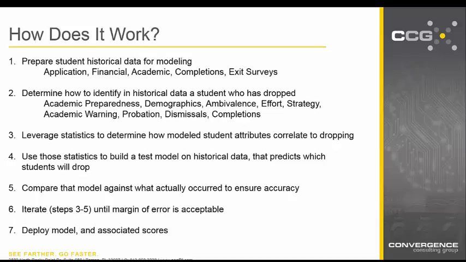The second step is to identify historical data for students who've dropped. So we want to look at the students who were not successful. And that falls into a number of areas that I've worked with over the years. We have academic preparedness, which is really looking at the student's application, the work and the rigor that went into their high school career. Were they adequately prepared? Were they taking AP courses? Were they taking advanced math courses? What did they do to prepare for where their goals should be?